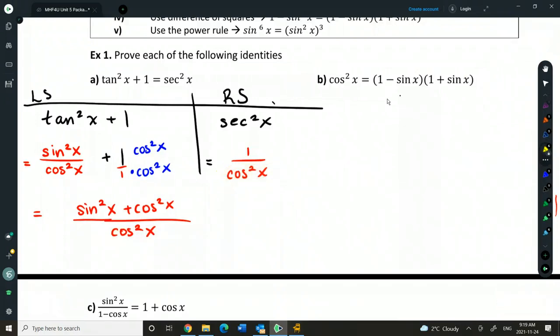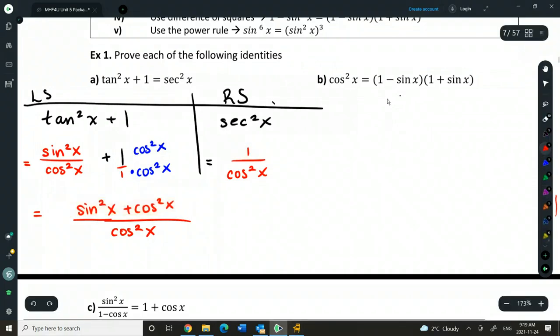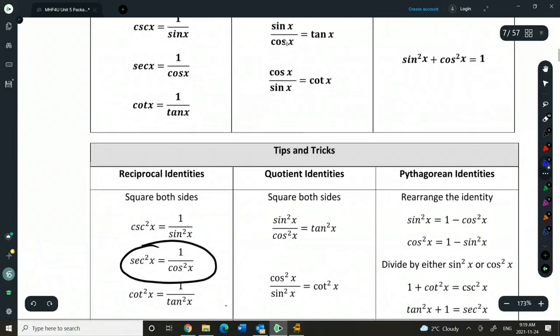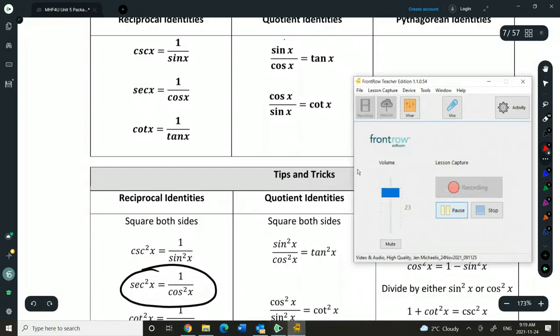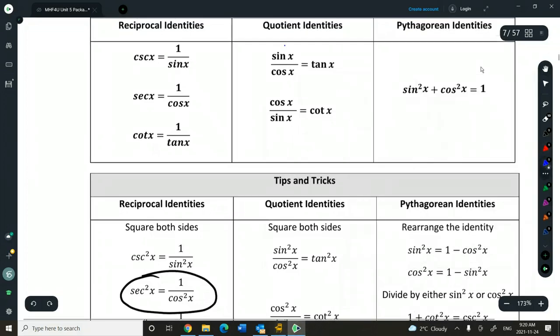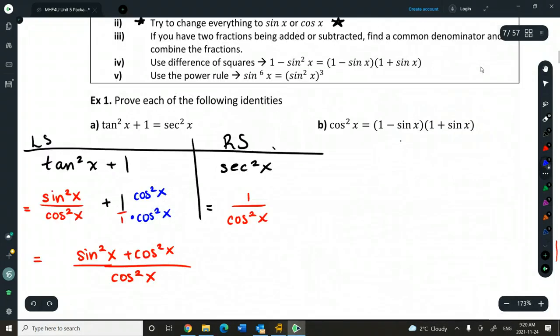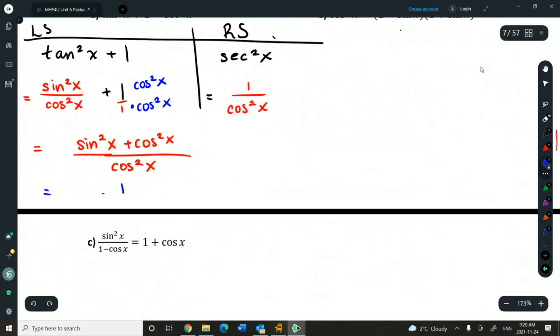Does anyone see how we might be able to get these tops to be the same? How could I get this to be equal? Lucas? The Pythagorean Identities, sine squared x plus cos squared x equals 1. Okay, so sine squared x plus cos squared x, right here. Whoops. My pen stopped working here. Okay, give me 2 seconds, guys. Sorry. Okay, so sine squared plus cos squared equals 1. So we're going to replace that with 1 over cos squared. And now I have left side and right side equal.